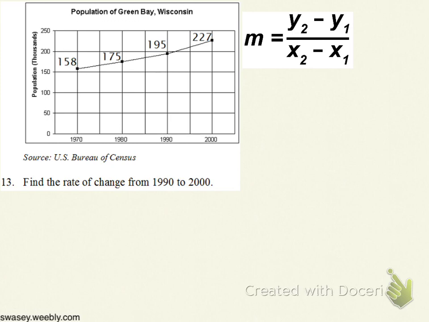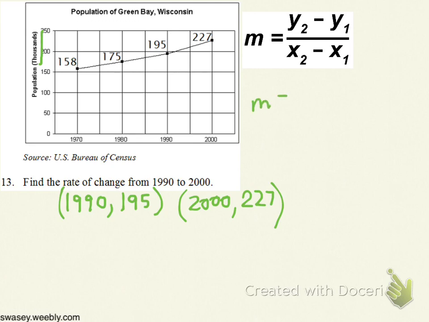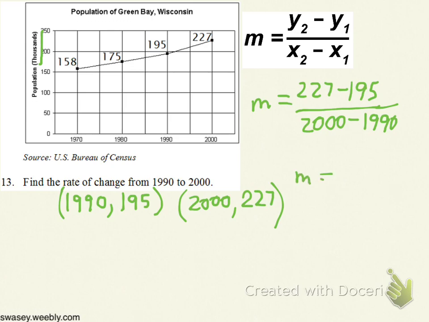Alright, and then one more average rate of change problem. 1990, now we're looking at the city of Green Bay, Wisconsin. 195, now notice it's in thousands. And then in 2000, population was 227,000. So on top we can do 227 minus 195. On the bottom, 2000 minus 1990. Of course, when you subtract on the bottom, you'll get 10.